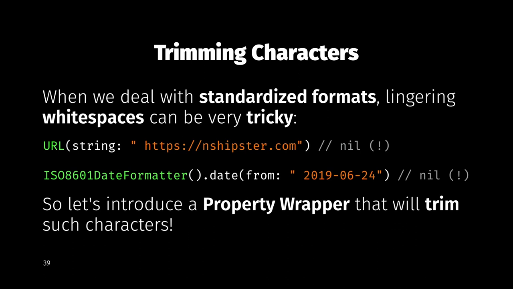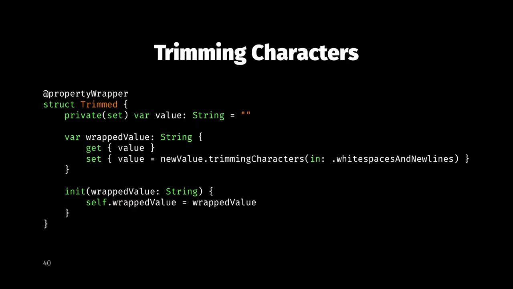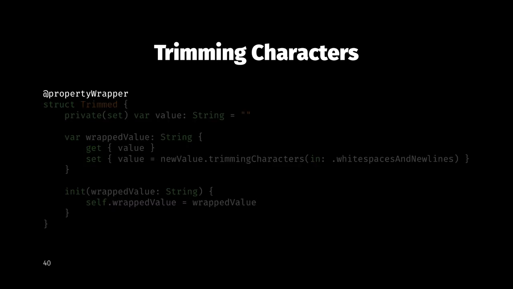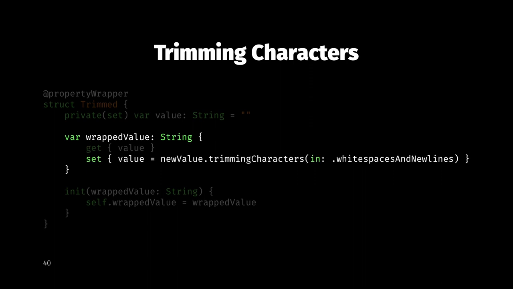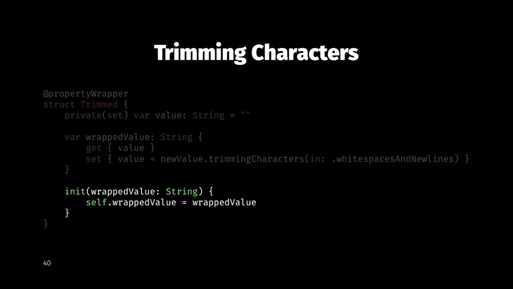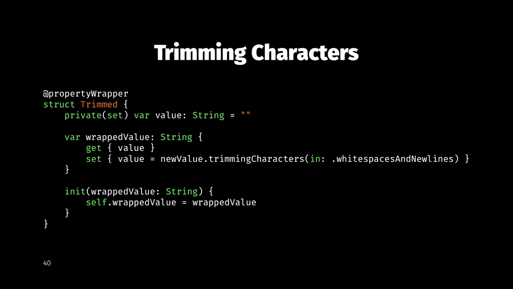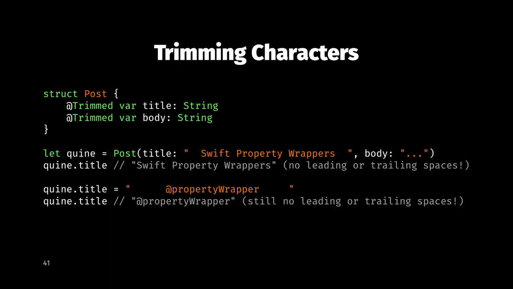So let's implement a property wrapper that will do all this trimming logic. It's actually pretty simple to implement. Just as we've seen before, we use the @propertyWrapper attribute. We use a struct called Trimmed. Inside the struct, we are going to store a value. We implement a wrappedValue. So the getter is just returning the value. And in the setter, just as before we had implemented the clamping logic, here we are implementing the trimming logic. And then we have an init. And that's it, we have implemented this new wrapper and we can use it.